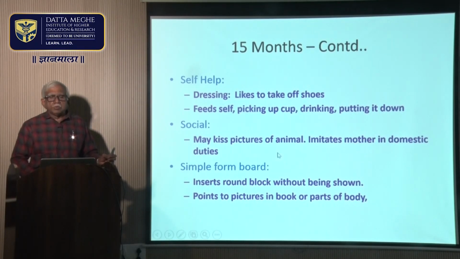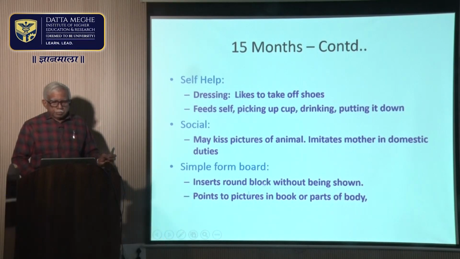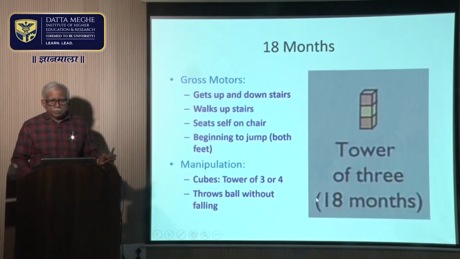He may kiss pictures of animals, imitates mother in domestic duties, and inserts a round block without being shown, points to a picture in a book, or he points to the parts of the body. So this is how a tower of 3 cubes is produced at 18 months of age, that means 1.5 years of age.